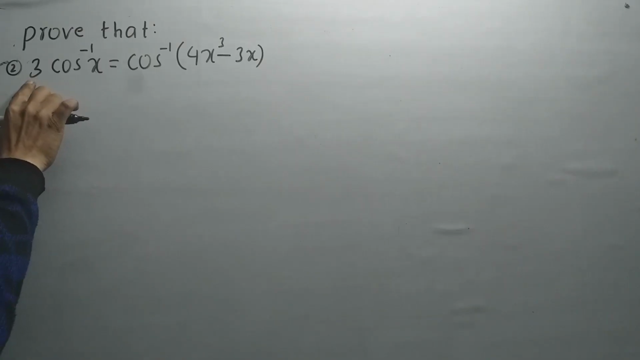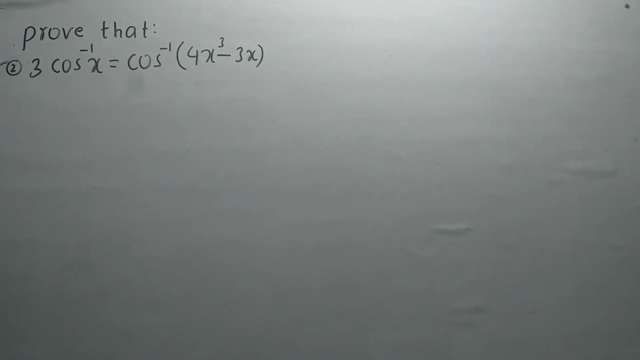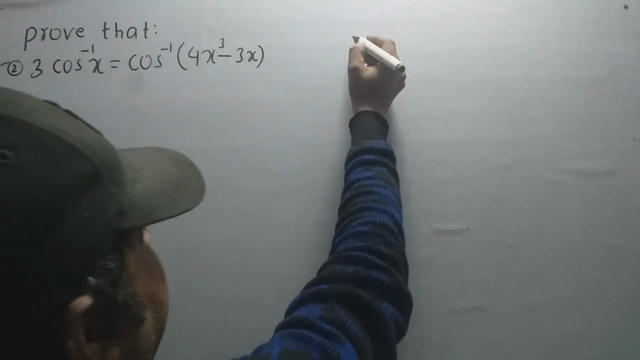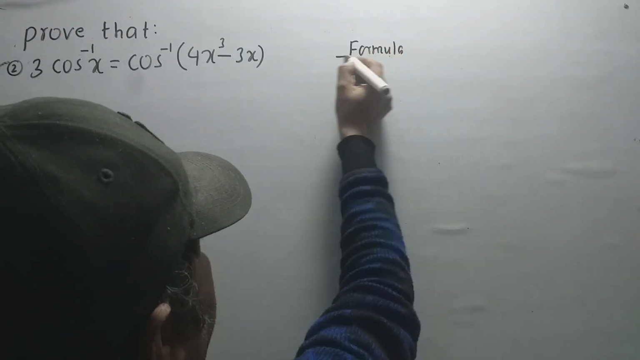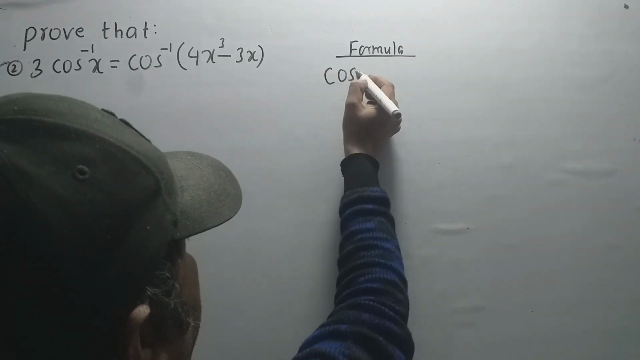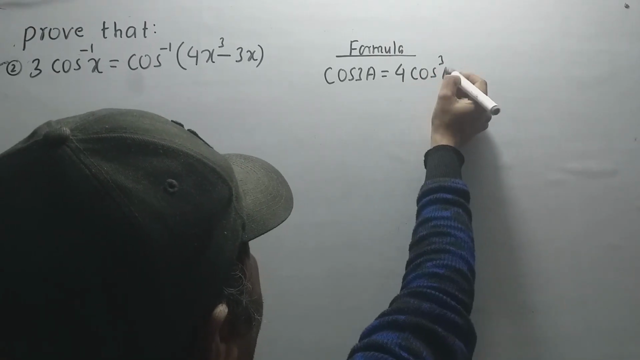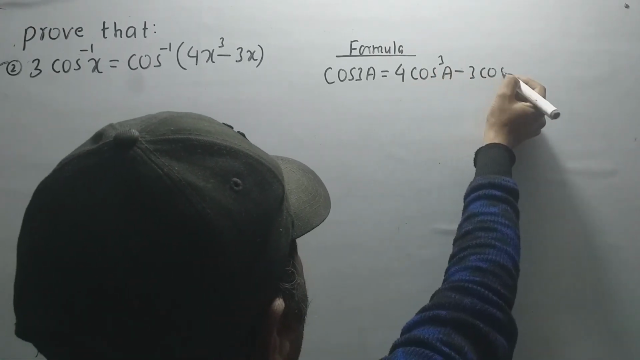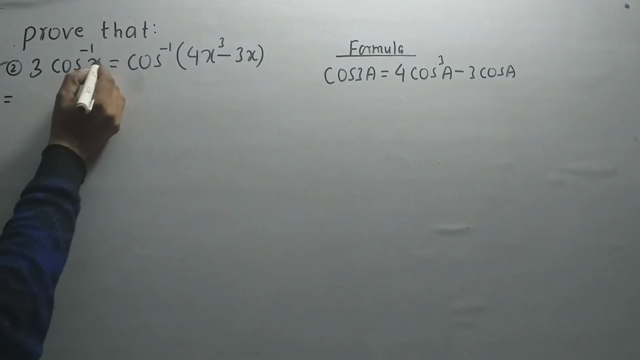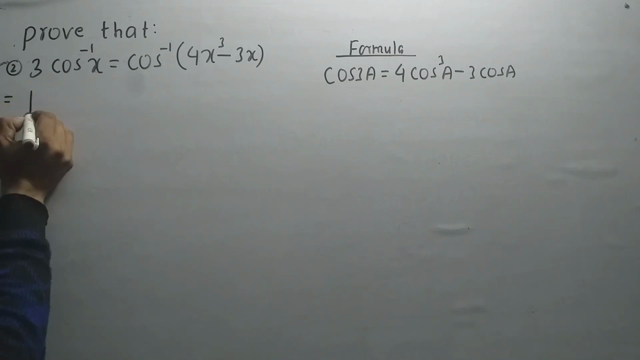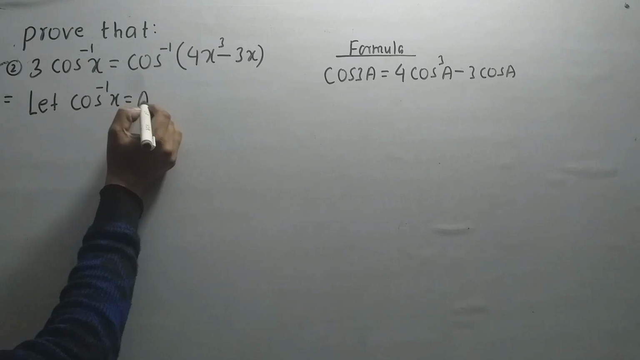Now you are asked to prove 3 cos inverse x equals cos inverse of 4x cube minus 3x. Before that you need to know the formula for cos 3a. The formula for cos 3a is 4 cos cube a minus 3 cos a. We have only one variable here, cos inverse x. Suppose that is angle A. So let cos inverse x equal angle A.